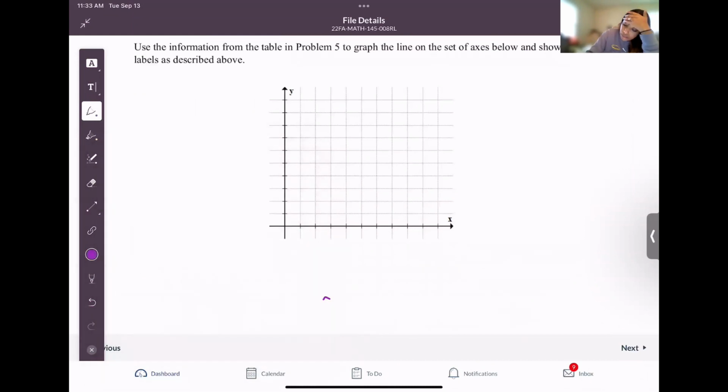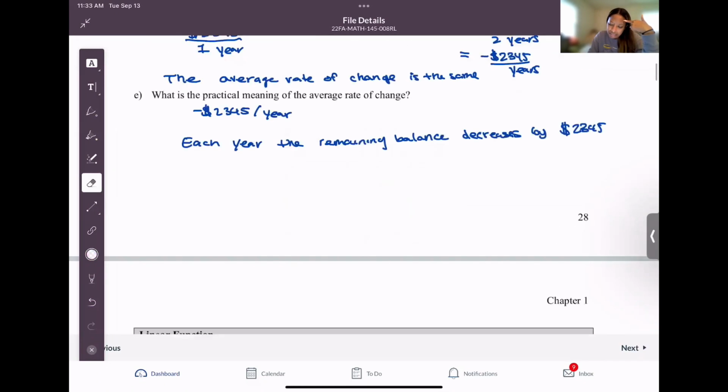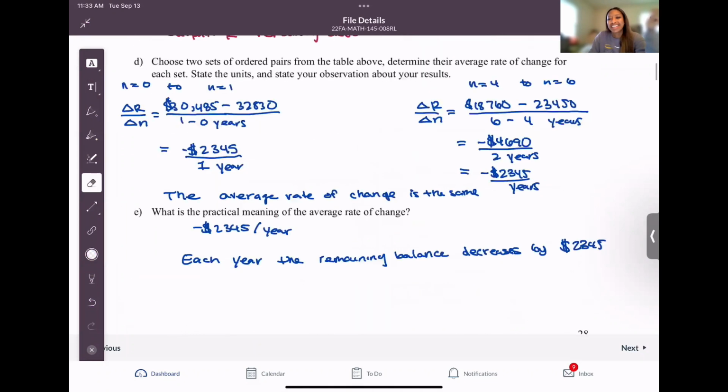All right, so from 5, our function would be R of n equals negative 2,345n plus, what was it, $32,830? $32,830. Oh, my mind is going. I got to go and check again. Yes, that's the right number.